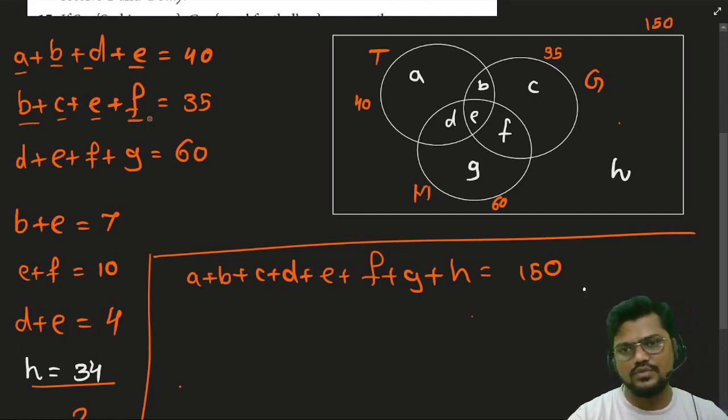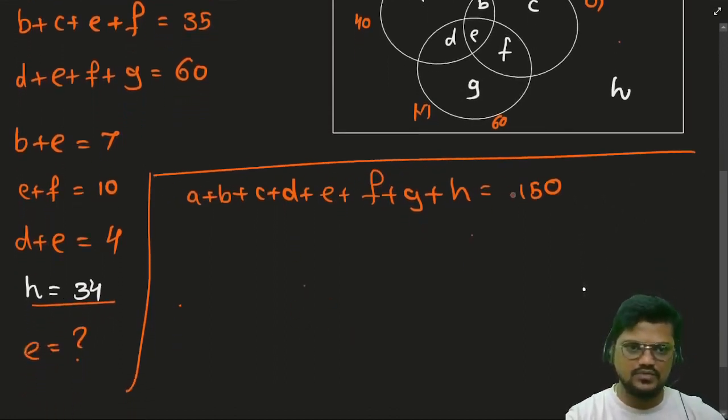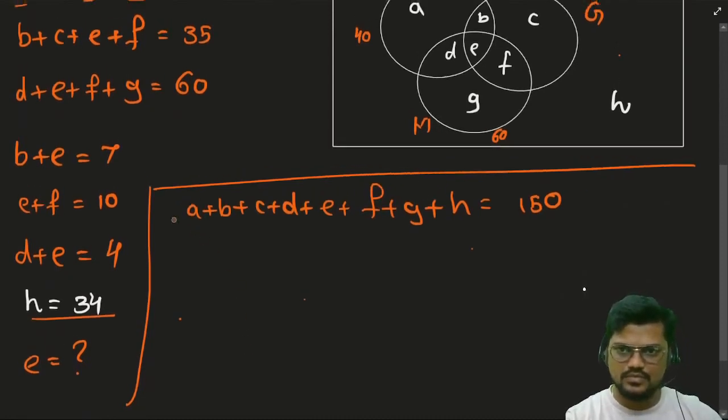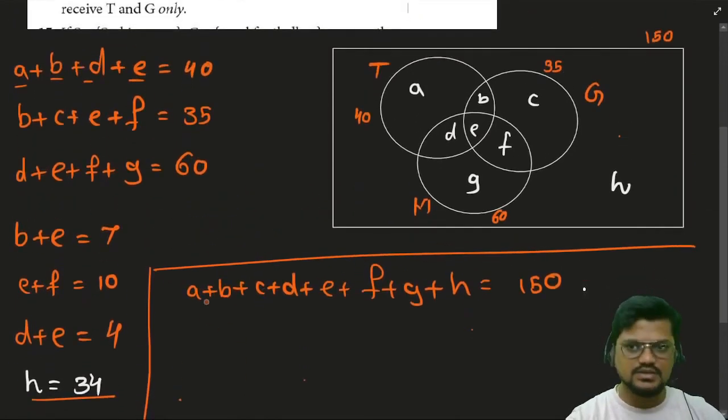So what we can do, H is 34. This is a bit confusing. Yes, it is. Since this is the last sum, subtract 34 from 150. Then you'll find the number of papers in all three circles, and then you can simplify further, so you can find E that way. Acha, 150 minus 34. That is also fine.